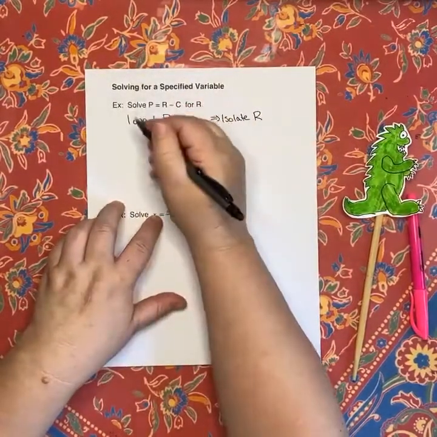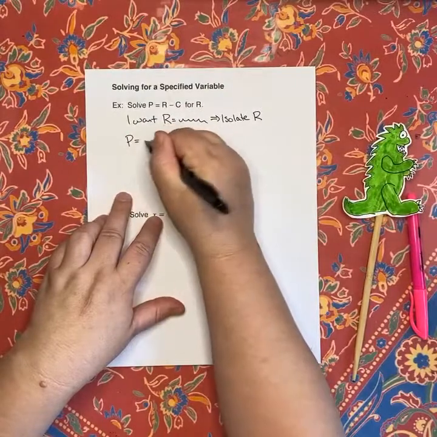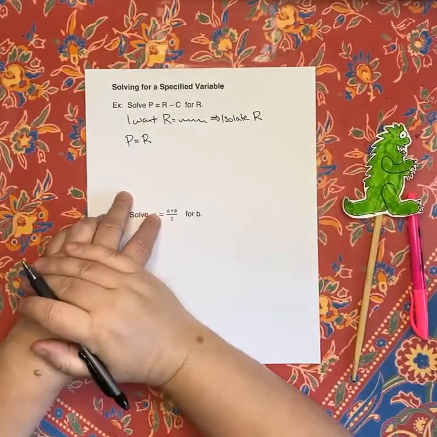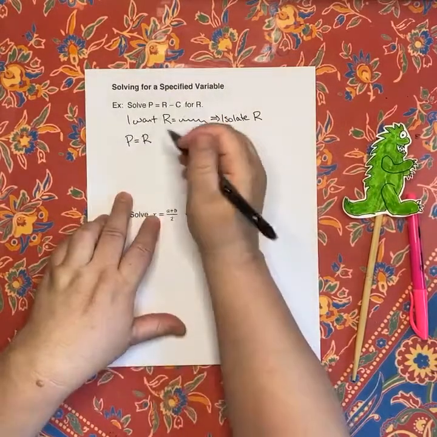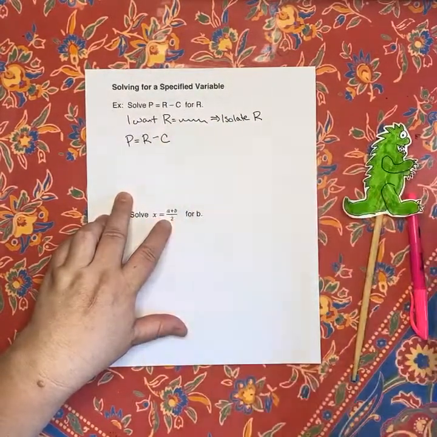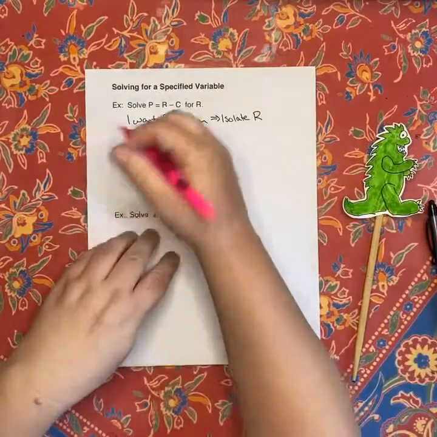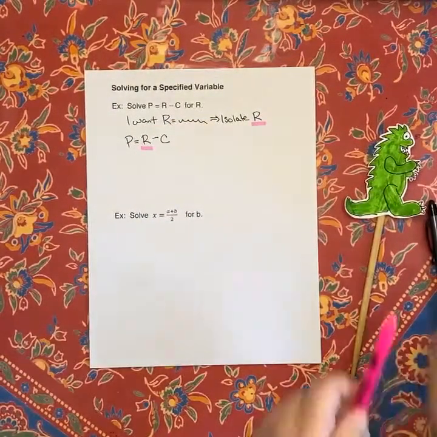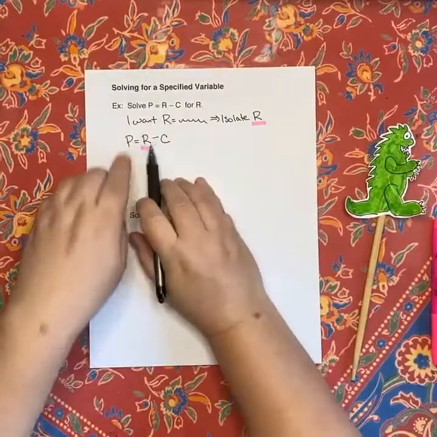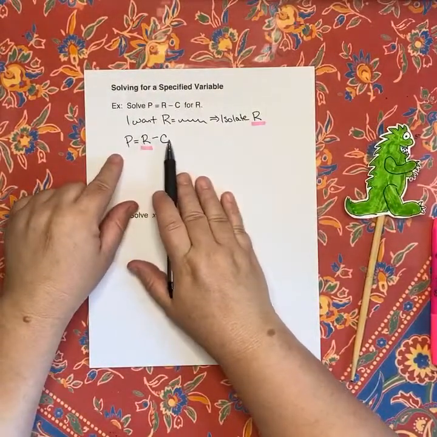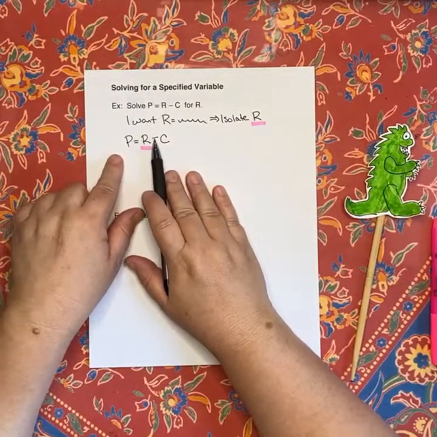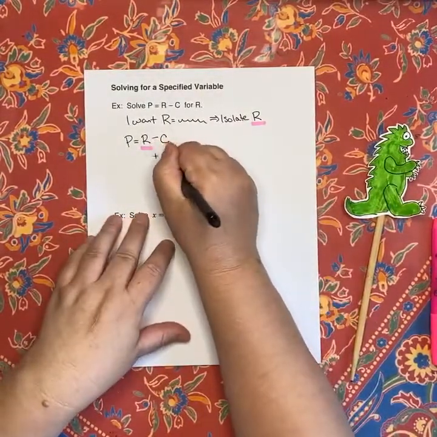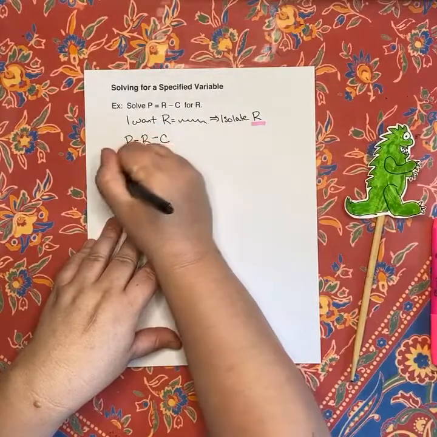Okay, so what we do is we start with the formula we've got, right? If you can't have the formula you want, use the formula you've got. I want to isolate R. So I'm going to look at this and ask, how do I get R by itself? Well, C is over there. I'm subtracting C, so what's the opposite thing? I'm going to add C to both sides.